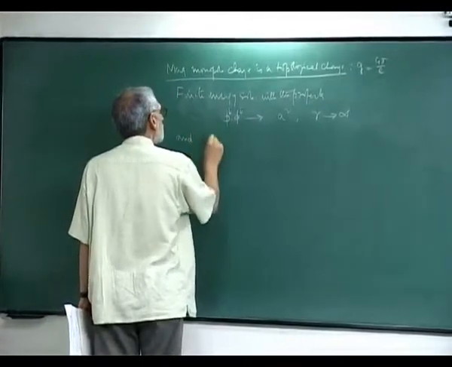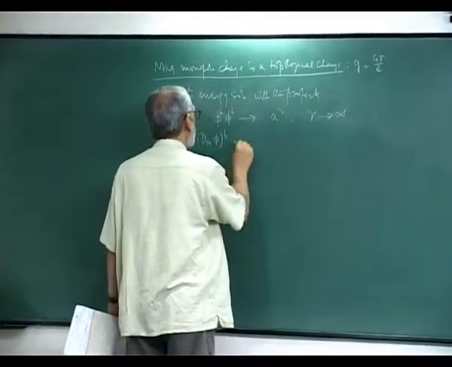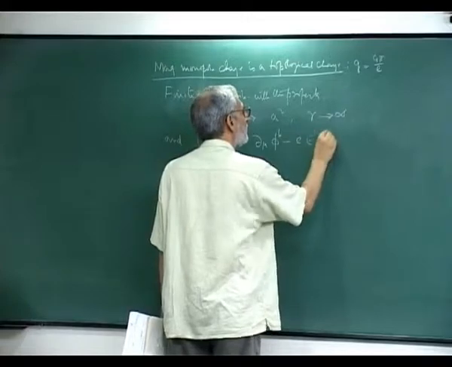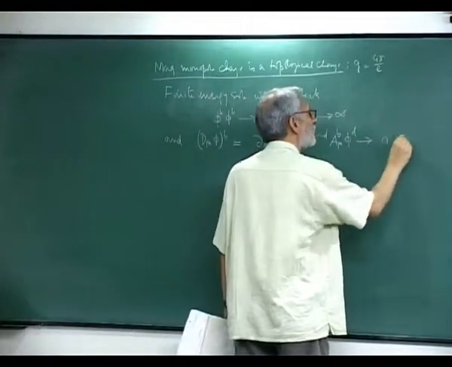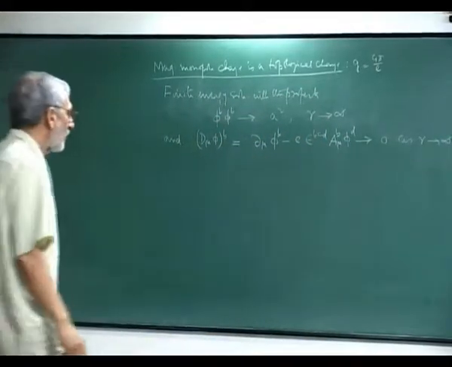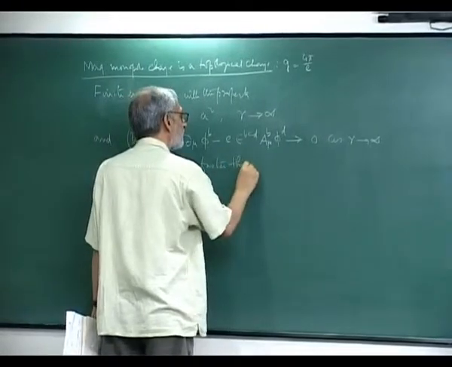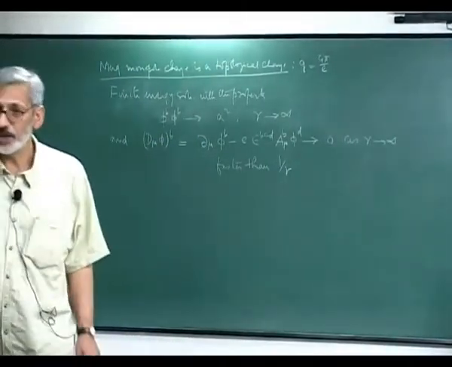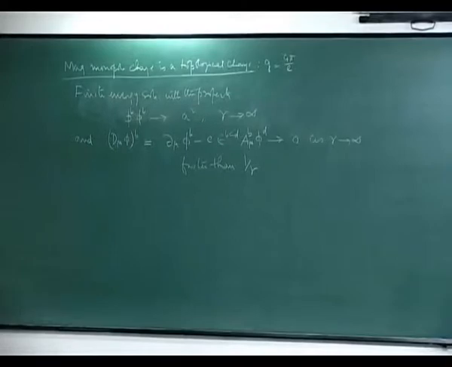And also the covariant derivative of phi b goes to, let me write it in longhand first, d mu of phi b minus e epsilon b c d a mu c phi d. This also goes to 0 as r goes to infinity. And these go to 0 faster than 1 by r. One by r goes to 0 at r infinity. They go faster than 1 by r. Why faster than 1 by r at r infinity?